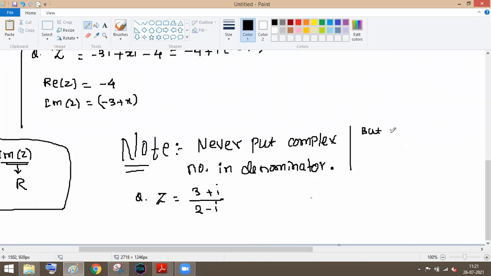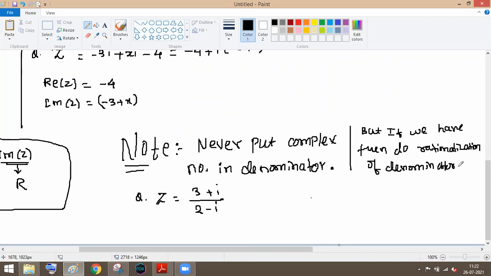Then do what? Rationalization of denominator.